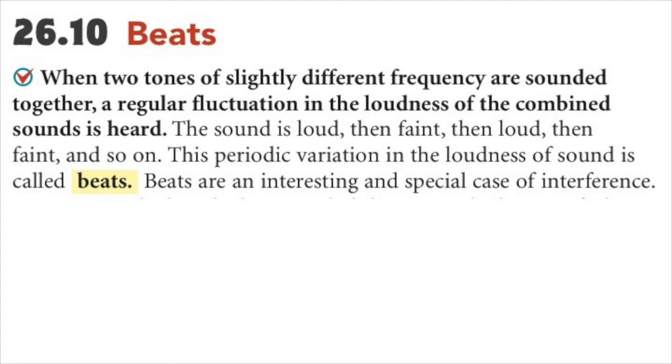26.10 Beats. When two tones of slightly different frequency are sounded together, a regular fluctuation in the loudness of the combined sounds is heard. The sound is loud, then faint, then loud, then faint, and so on. These periodic variations in the loudness of sound are called beats. Beats are an interesting and special use of interference.